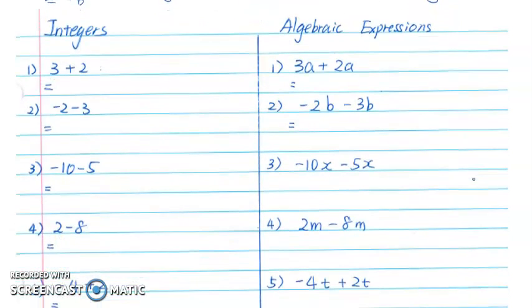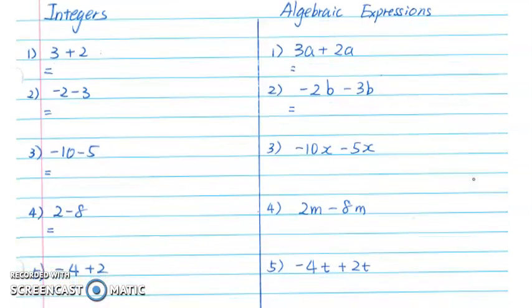Now let's have a look at some integer operations and algebraic operations. When we're adding like terms in algebra, we follow the same rules that we had in integers. Let's have a look at the first one: 3 plus 2 is 5. Let's say this a is representing apples. So 3 apples plus 2 apples, how many apples do I have? I have 5 apples. So the answer is 5a.